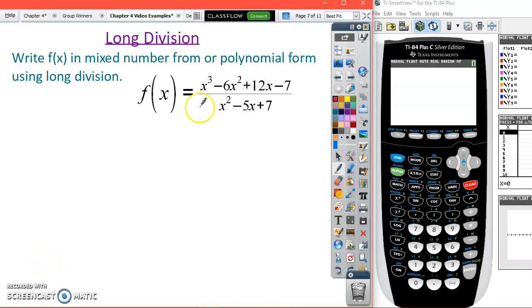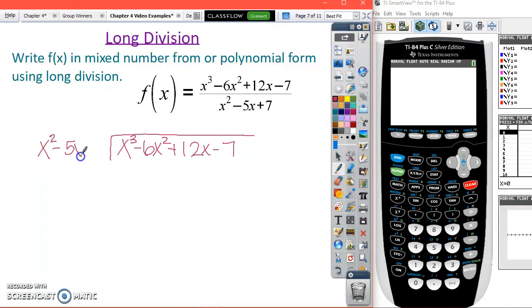In this problem, we're going to use long division to divide this cubic by this quadratic to see what our remaining factor is. So we're going to put our x cubed minus 6x squared plus 12x minus 7 underneath the divisor bar. And what you're dividing by is going to be on the outside, x squared minus 5x plus 7.